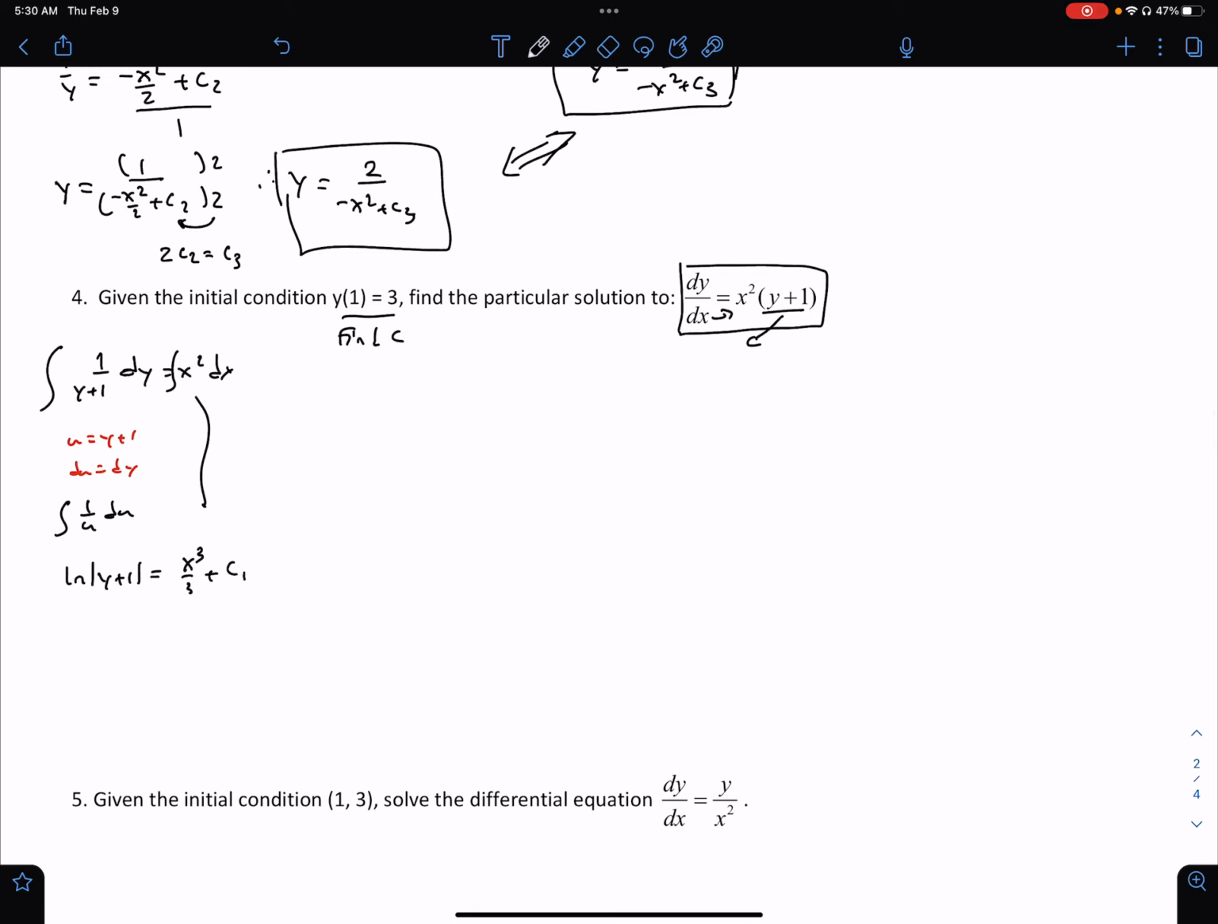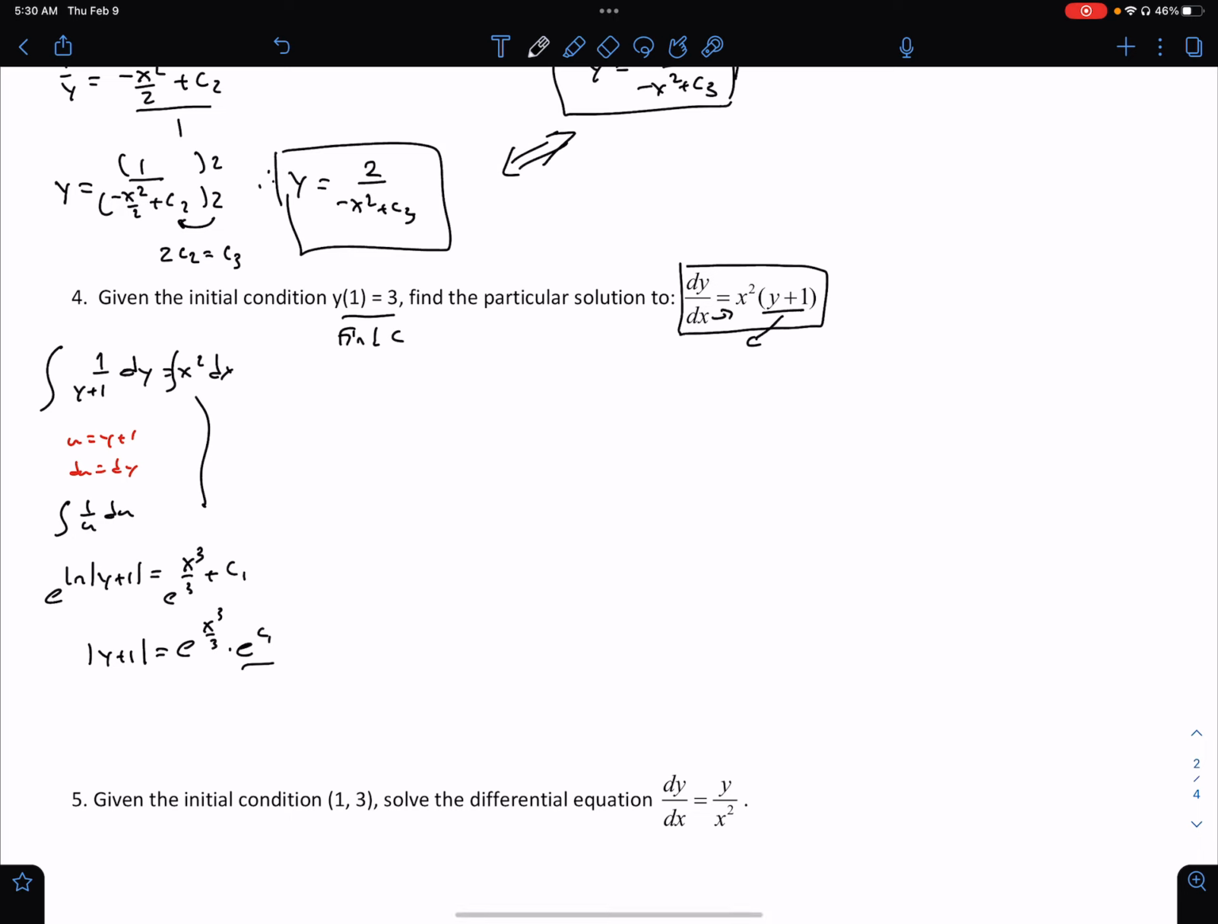Now comes our favorite part, exponentiation. Sounds like it's a spell in Harry Potter world, right? So we're going to exponentiate both sides just to get rid of that natural log there. And that's going to give me absolute value y plus 1 is, and remember, this is that new algebra step, right? Since I'm adding the exponents, I can write this as the product of two exponentials times e to the c1.